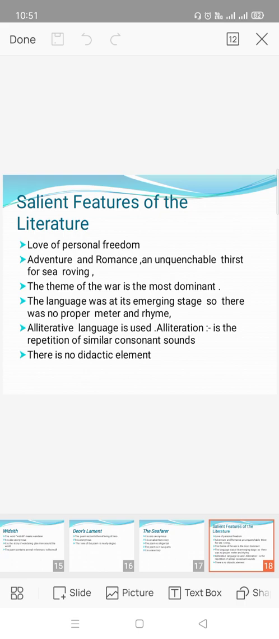And the romance, this romance is not the romance between the girlfriend and the boyfriend. This romance is a genre in literature which involves a journey, because those people believed in faring from one place to another, errands and voyages and journeys, and that is why the romance and the adventure element is there. The theme of war is the most dominant, because it was a struggle for survival with the natural forces, with other forces, with the tribes, with the clans, and that is why war was always at the center of their literature.